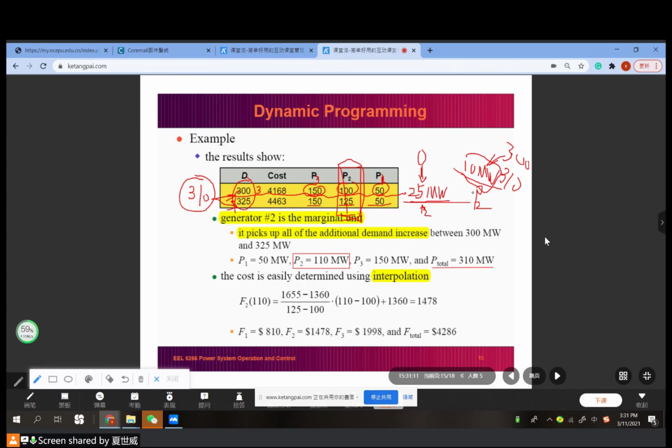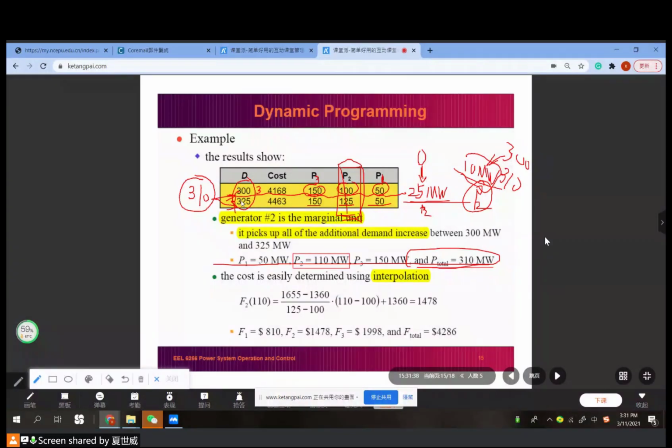This 10 megawatt, of course, should be supported by P2. Okay. So generator 2 is the marginal unit. That means it picks up all the additional demand increase between 300 and 325. Okay. P1 50, P2 111, P3 100. Okay. Then the total load is this. Do you understand this?